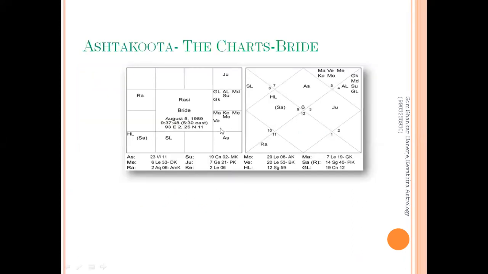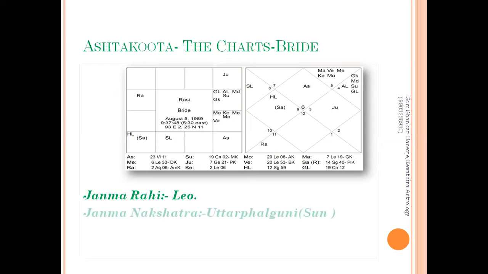So for this, we will take the help of two charts. This is a chart of a bride through which we will try to understand. So the girl's chart has got Janma Rashi in Leo, and the nakshatra is Uttara Phalguni, Sun. So Leo and Uttara Phalguni are the girl's details. We just need these two.